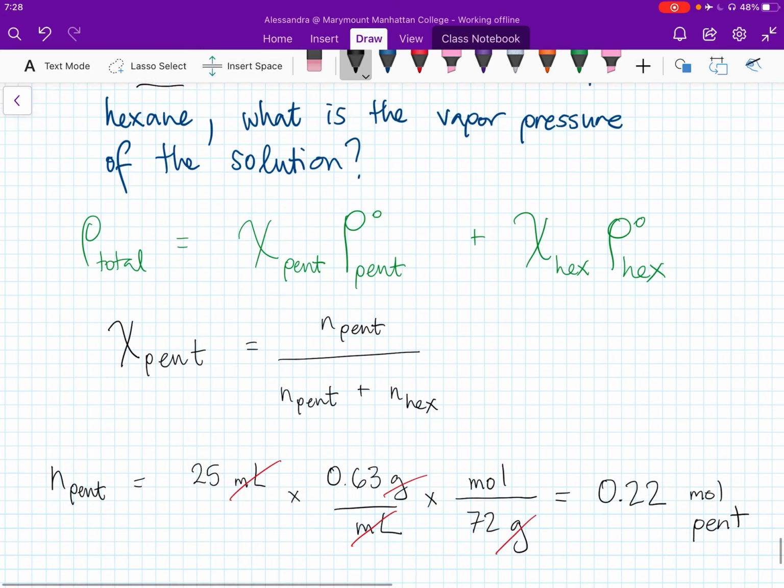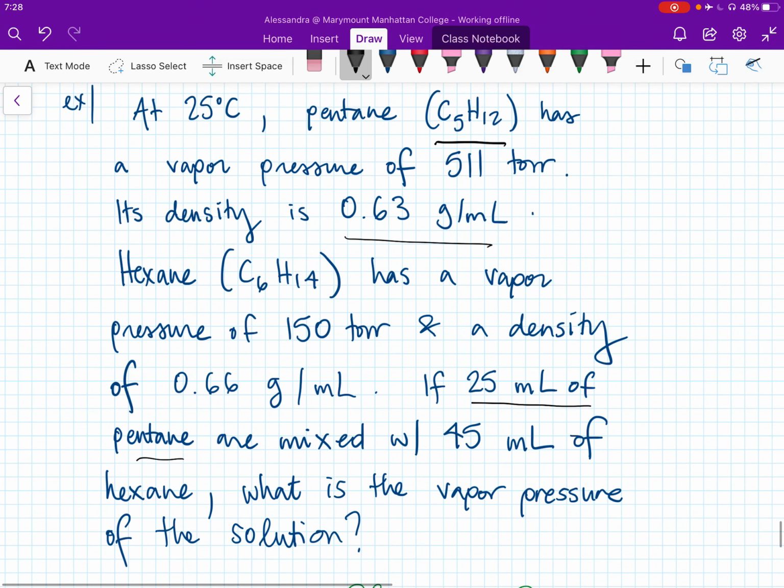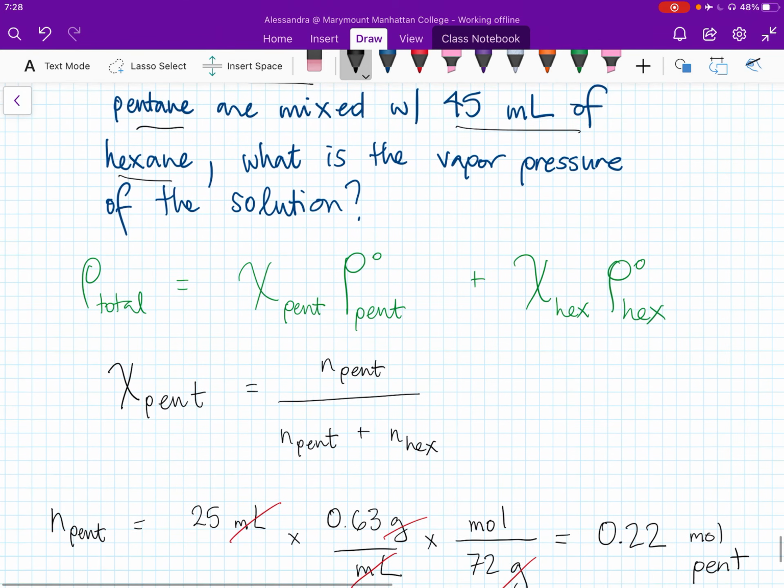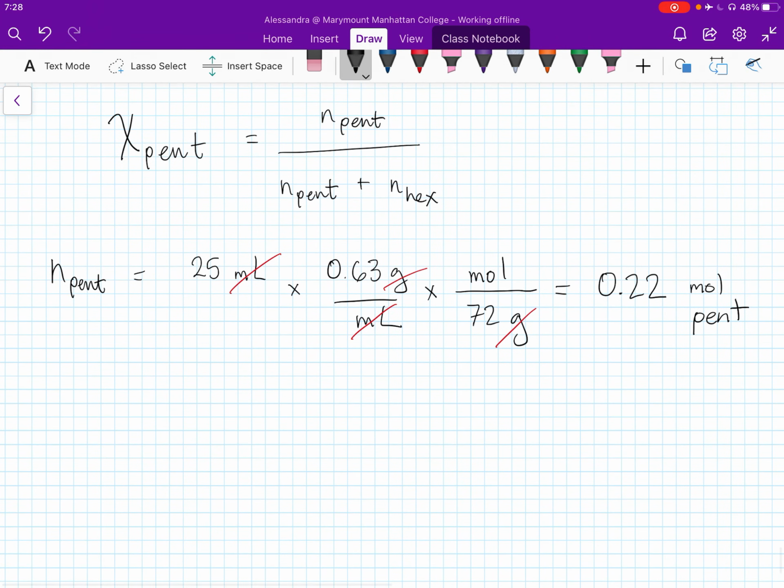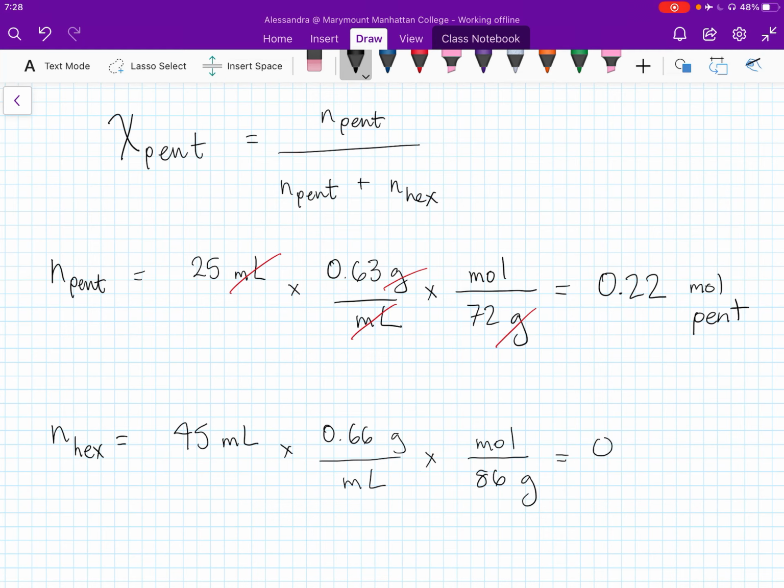I can do a similar calculation for hexane because I was given the volume of hexane, I was given its density, and I was given its formula. So I can calculate the number of moles of hexane as 45 mL times 0.66 grams per milliliter times the reciprocal of the molecular weight. So C6H14, that molecular weight is going to be about 86 grams per mole. And when I do that, I get 0.35 moles of hexane.